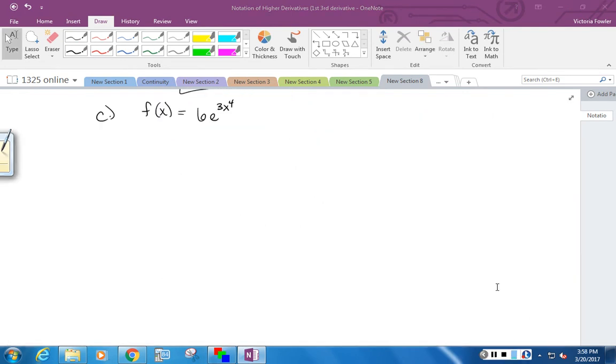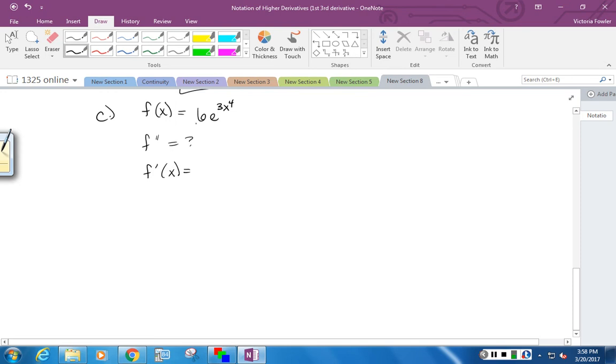All right, let's continue doing the same thing. Let's find the second derivative, but this time let's work with this exponential. So our function is going to be 6e raised to the 3x, which is raised to the 4th. So 3x to the 4th. Okay, so in order to find the second derivative, I'm first going to have to find the first derivative, which we've been doing comfortably for a while.